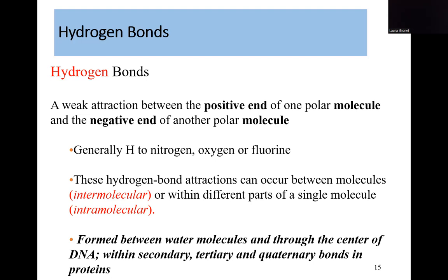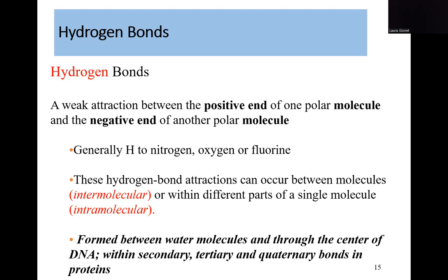They're rather weak, but they will line up, kind of like the sodium and chloride did, where they're just going to alternate positive, negative, because opposites attract. The negative end of one becomes attracted to the positive end of another polar covalently bonded molecule. Generally, it's hydrogen that's going to be attracted to nitrogen, oxygen, or fluorine. I just call it NOF.